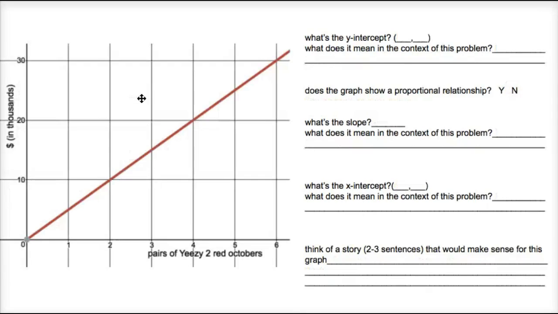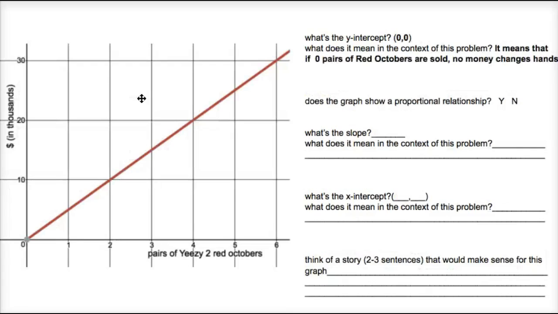Let's look at this one, this Yeezy problem. What's the y-intercept? (0, 0). It means that if 0 pairs of Red Octobers are sold, no money changes hands. You could also say if you have 0 pairs of Yeezys, you have 0 money, 0 thousands of dollars. So you can say it both of those ways. What it means is that if you have no Red Octobers, you have no money. Basically, those two things go together, whether you're buying them or selling them or whatever.